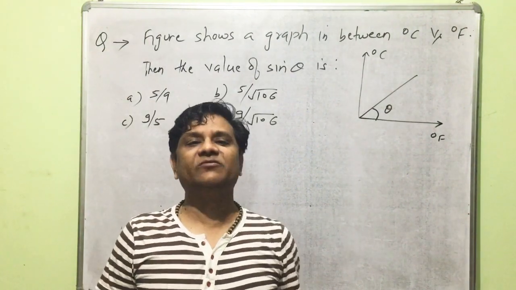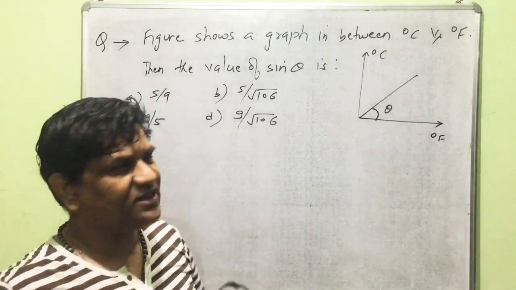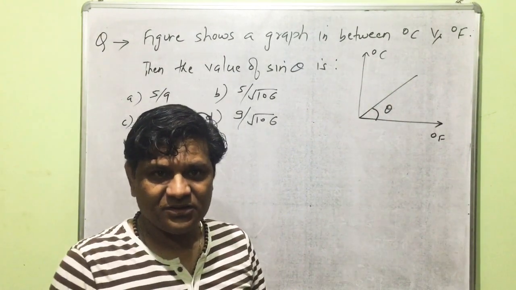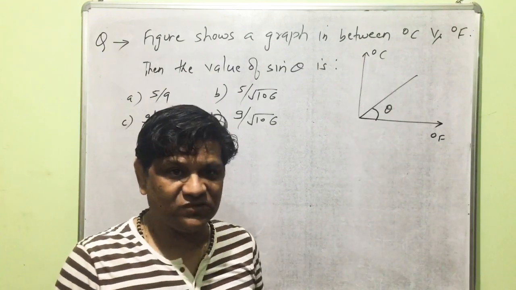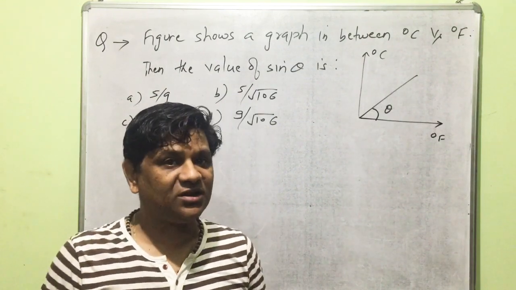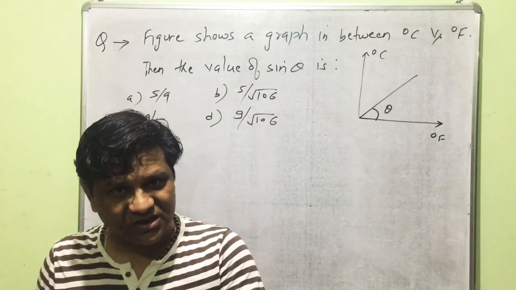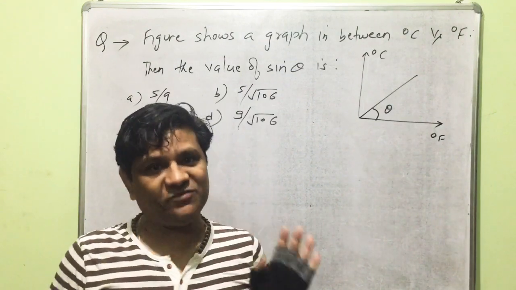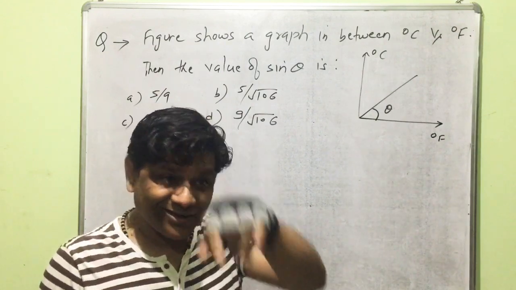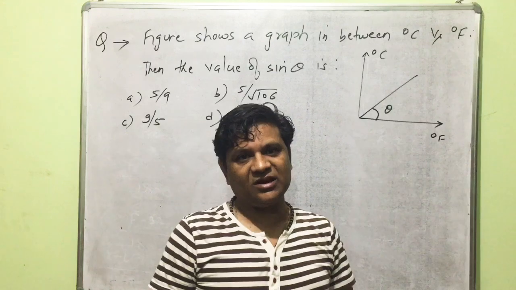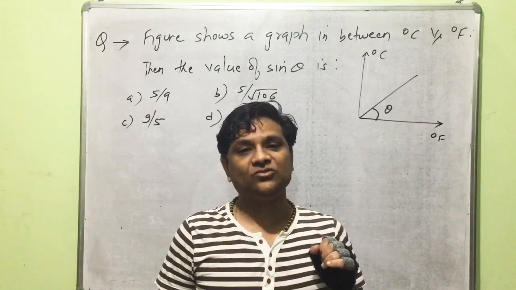But before discussing the value of sine theta, one question is arising here. This straight line is passing through origin. So how is this straight line passing through origin? In the previous questions we have taken either a straight line passing through positive x-axis and negative y-axis, or negative x-axis and positive y-axis. But here it is not. Here the straight line is passing through origin. So that must be clear first in a class.